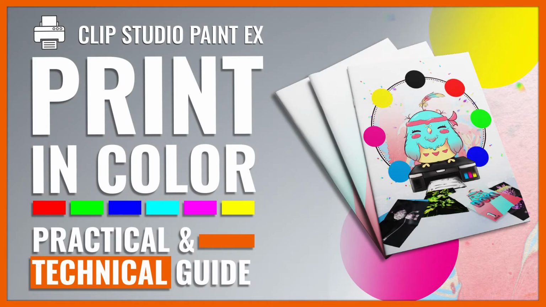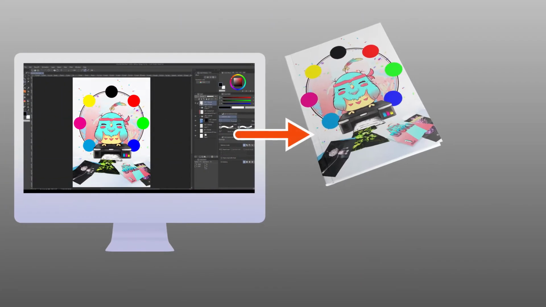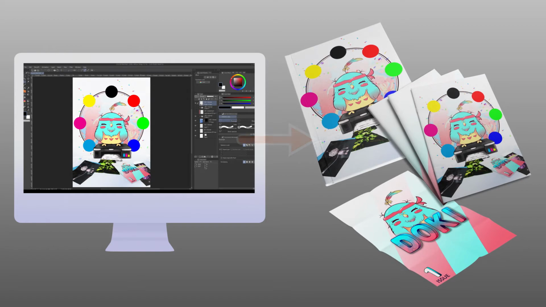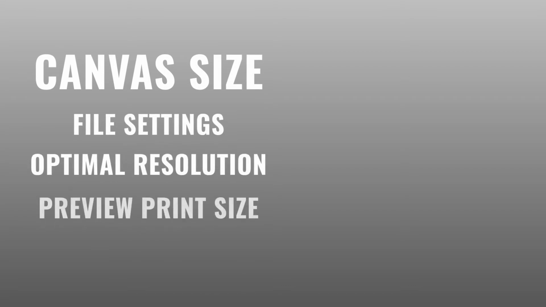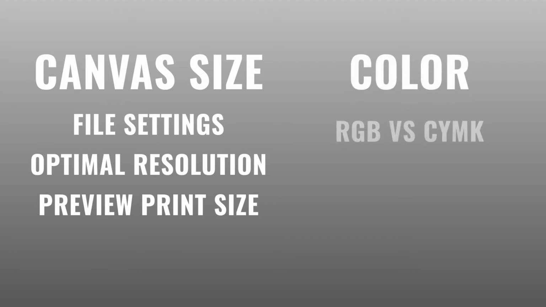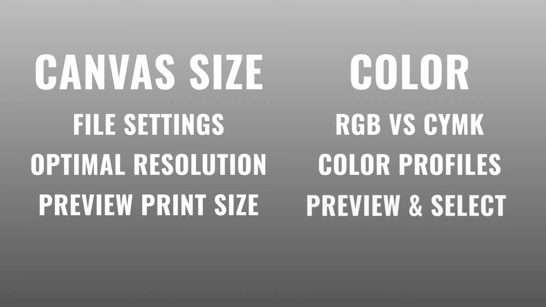On this occasion, I will share with you a practical and technical guide in Clip Studio Paint to achieve beautiful color prints. I will divide the tutorial in two parts. First, I will talk about canvas size, how to set the optimal resolution for our file, and how to preview our print size. Then I will talk about color, the difference between RGB and CMYK, color profiles, how to preview and select colors, and how to properly export the file.